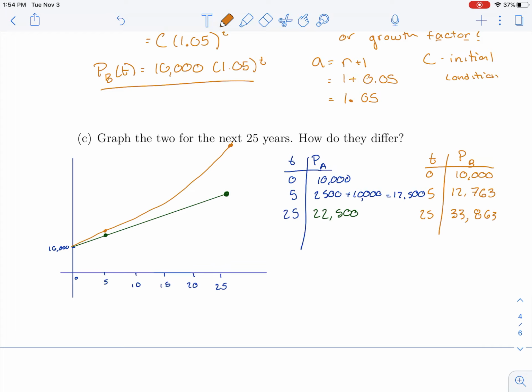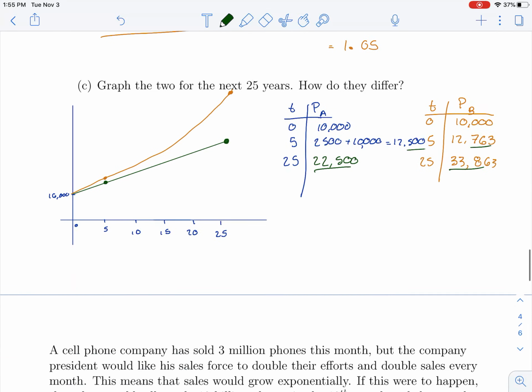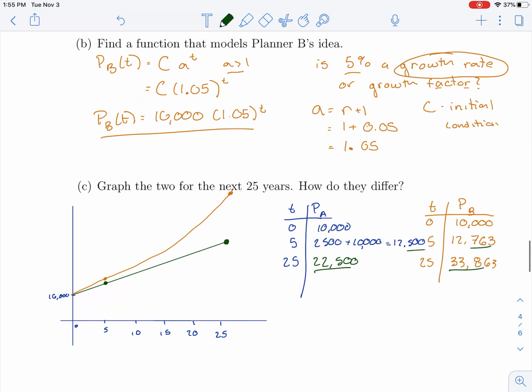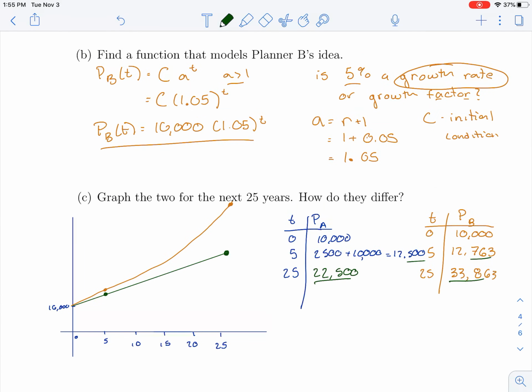Right, so how are they differing? Green, obviously it's just a straight line. But their difference at 5 years is 263. After 25 years, they're over 11,000 different. So the discrepancy between them is growing. All right. If I was scrolling too fast during these and you missed something, I will post these after I'm done recording. So they're already posted when this video is posted.